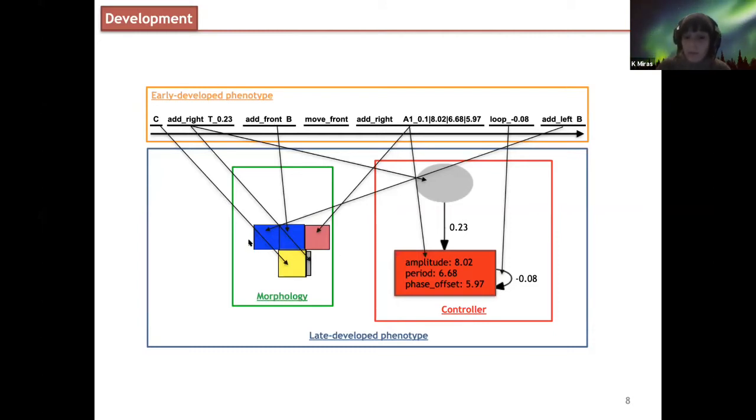Here we have an example. The green box is the body, the morphology, and on the right, the red box is the controller, so the brain. So everything you need for the robot to be developed is encoded into the L-system and is developed through these two processes.